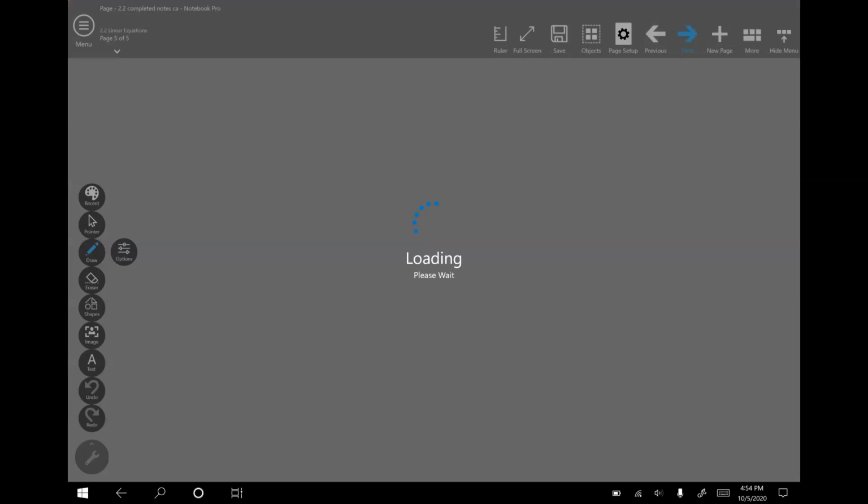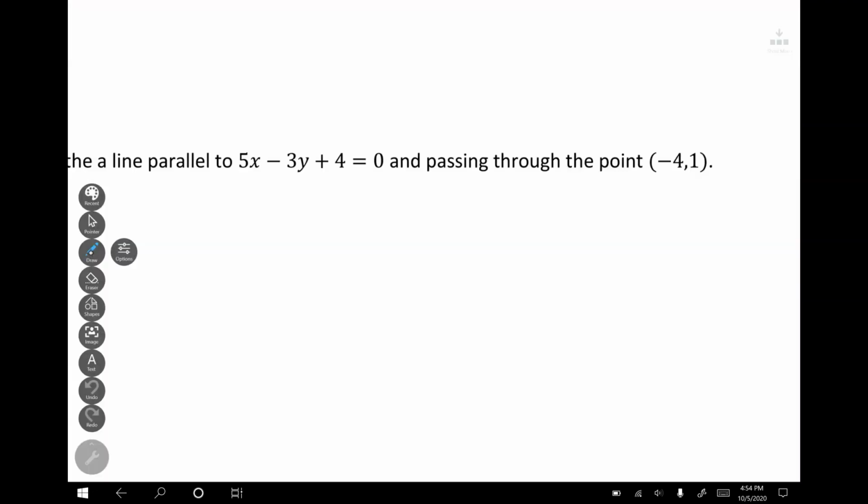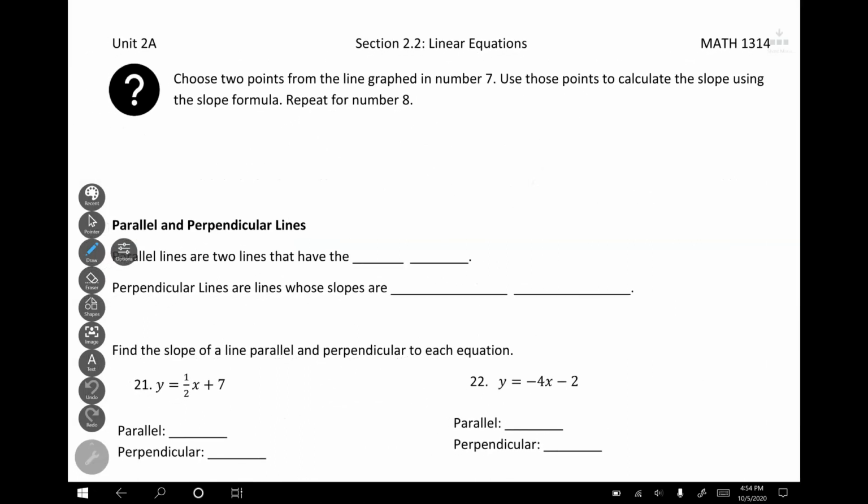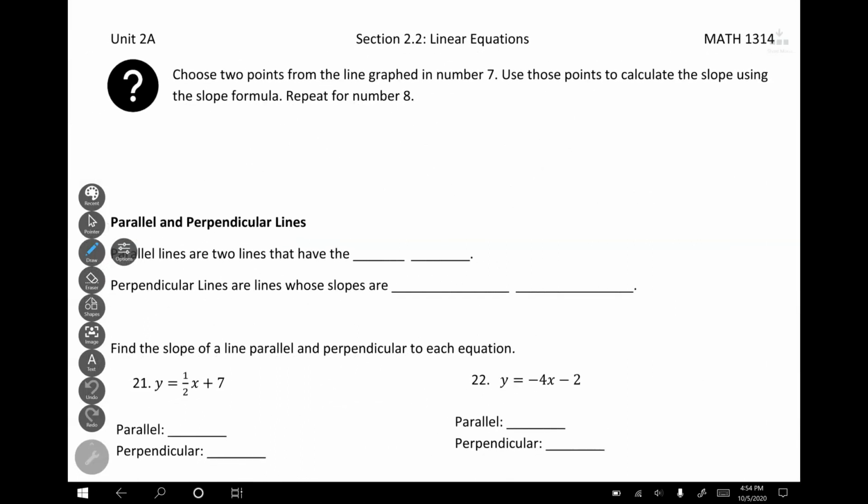All right, so now let's do some investigation on the next page. Choose 2 points from the line graphed in number 7. Use those points to calculate the slope using the slope formula. So I want you to try this on your own, so pause the video and then check back to see if you're correct. So you're calculating the slope for the line graphed in number 7 and number 8 using the slope formula.